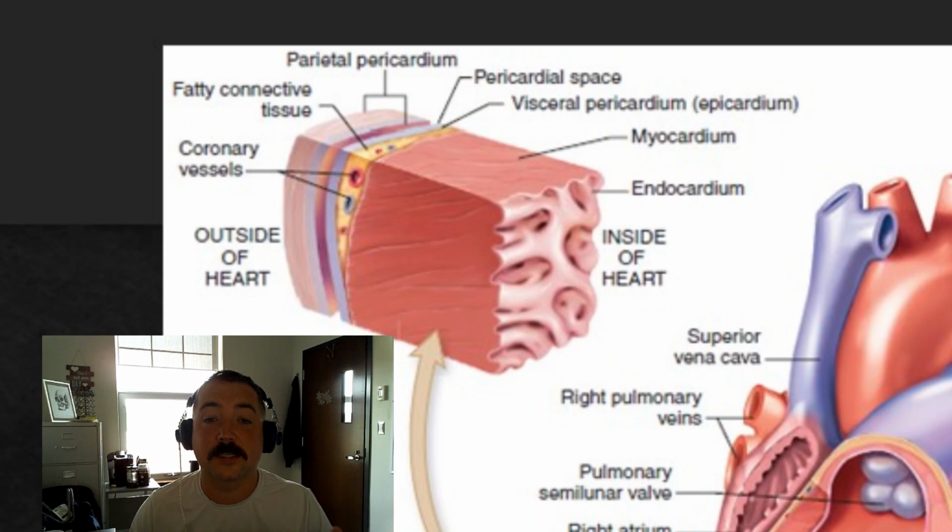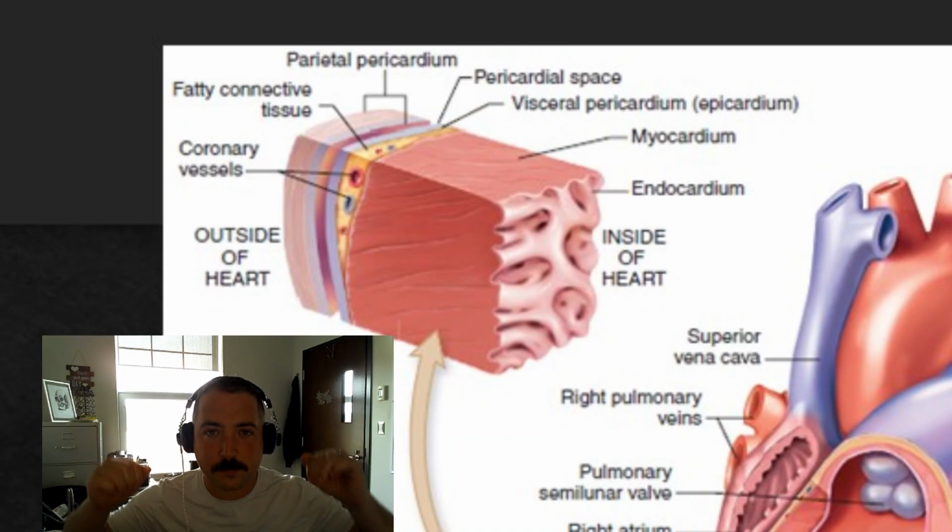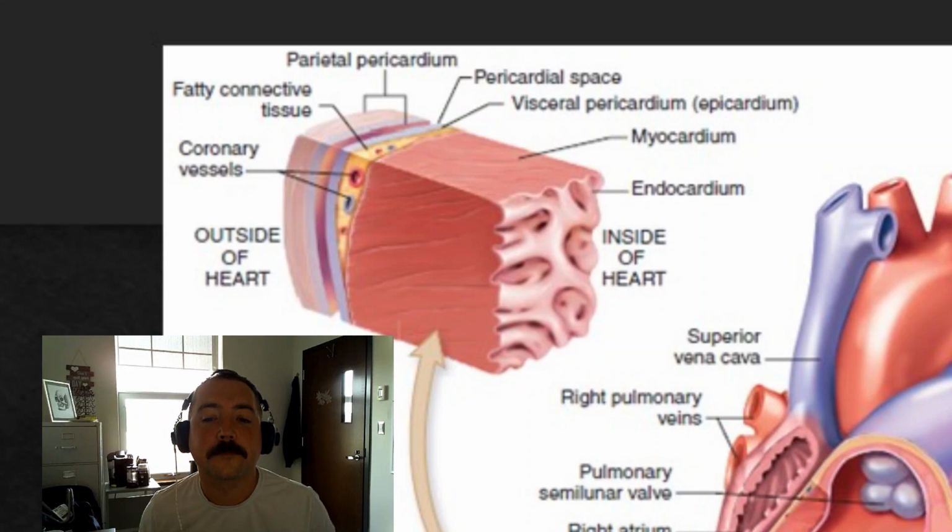The inner layer is called the endocardium, which is a smooth layer of tissue that prevents blood cells from becoming aggravated and forming clots unnecessarily. So as the blood goes by, it kind of slips through the heart. The middle layer is called the myocardium, which would be the cardiac muscle cells we've talked about in previous chapters. And this is the part of the heart that actually does the work. It does the contractions.